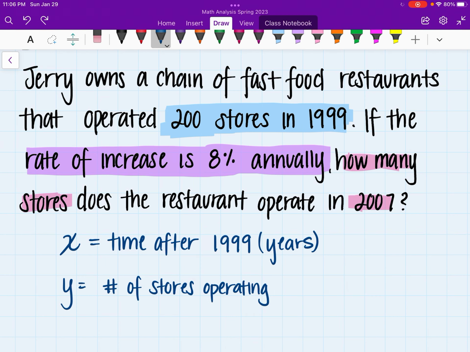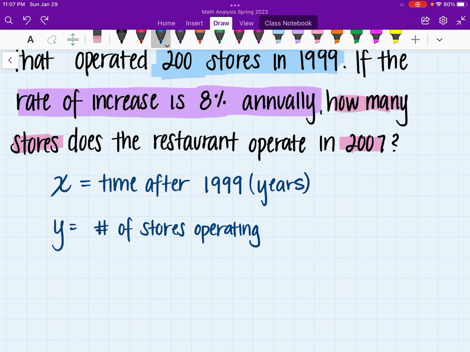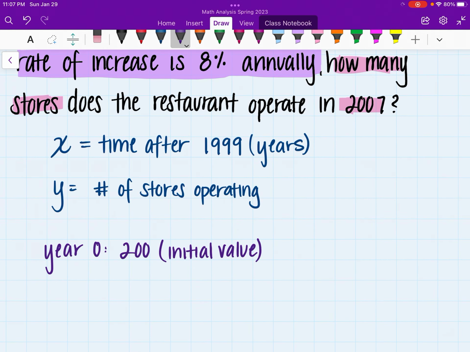Now, in this case, let's go ahead and start off with the basic information. So, because they are telling us to start in 1999, year zero, we actually have 200 stores, which in this case represents our initial value, or our starting point. So if I were to say, let's say year one, I have to consider the 200 that we started off with, plus the 200 with the rate of increase, which is the 8%.